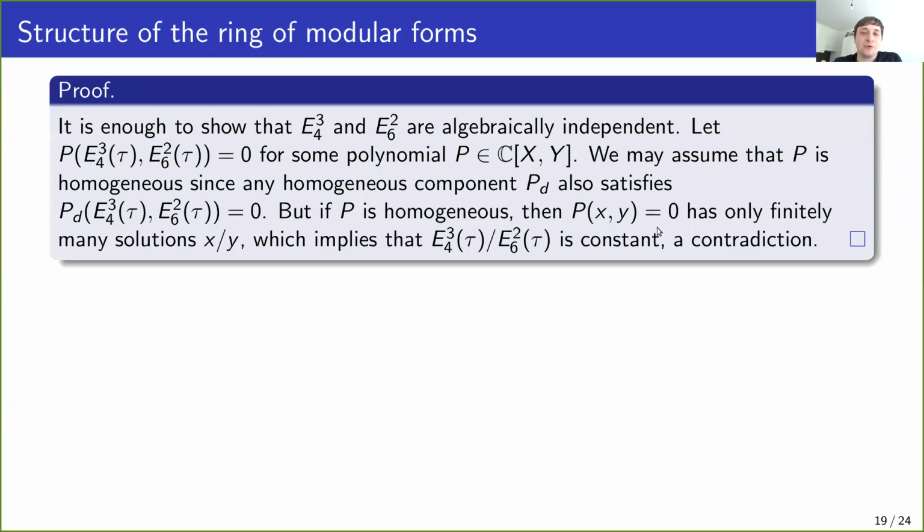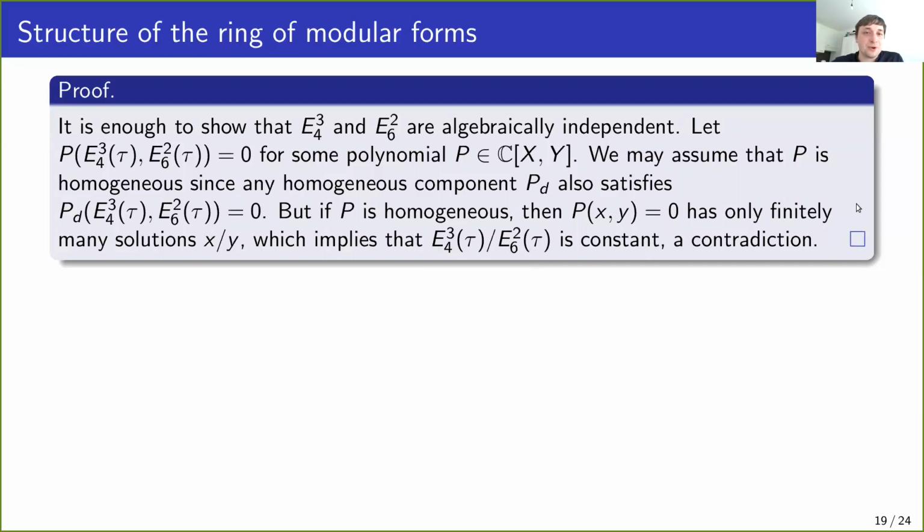But if it is homogeneous, what does it say? Any homogeneous polynomial in two variables essentially has finitely many solutions, in the sense that if you look at ratios of the two variables where it vanishes, this is a finite set. But we already know that E4 cubed divided by E6 squared is not a constant, because we showed that these two functions are not linearly dependent. And so this implies that they are algebraically independent.